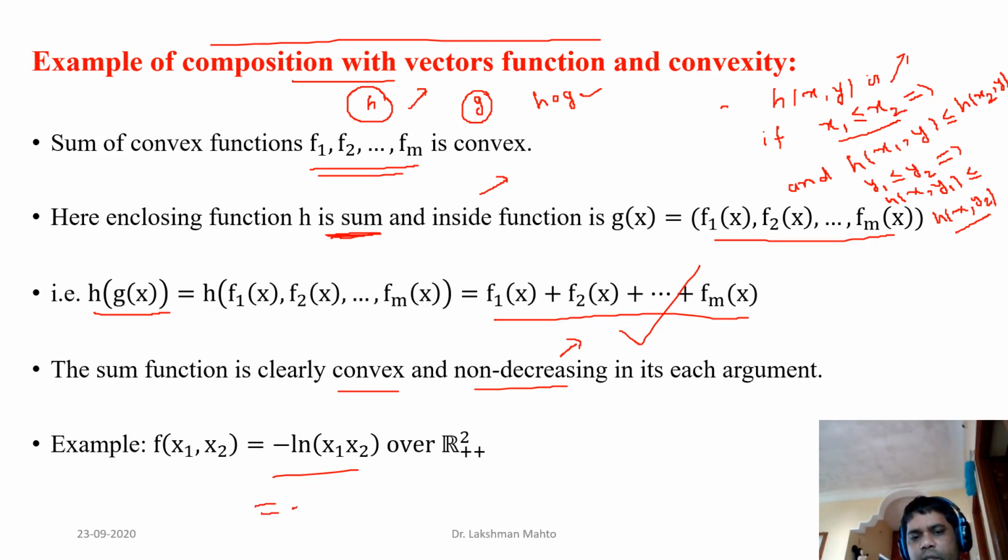If you take f of x1, x2 equal to minus log of x1 x2, it doesn't look like a sum of two convex functions, but you have to take it this way. Apply the property of logarithm, then it becomes minus log of x1 minus log of x2. So what does it look like? It is a sum of two convex functions.